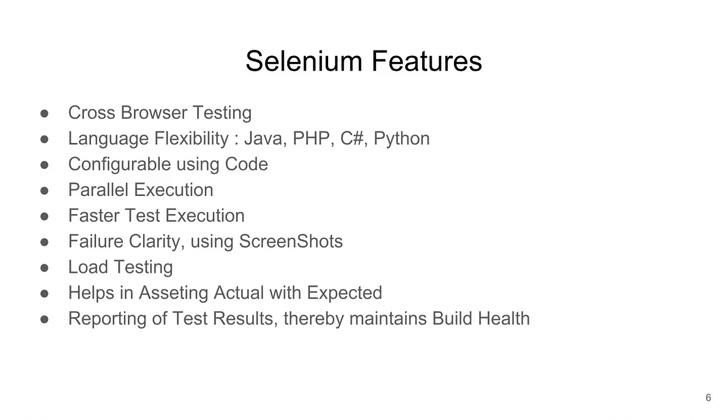Okay, going to the next slide, it is saying the features of Selenium. We have already discussed cross-browser testing, so it is going to help us test the same set of scripts across all the browsers. Language flexibility: if you have experience in any of these languages, you can start learning Selenium. You can use Java to learn Selenium and do the automation. You can go ahead with PHP, C#, Python, anything is open. Selenium has the flexibility for that.